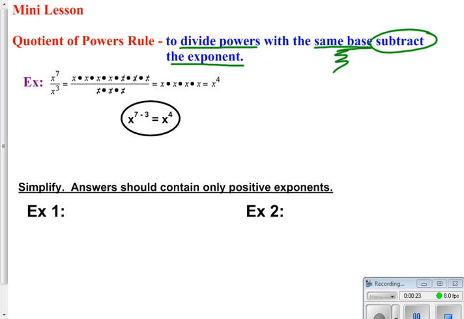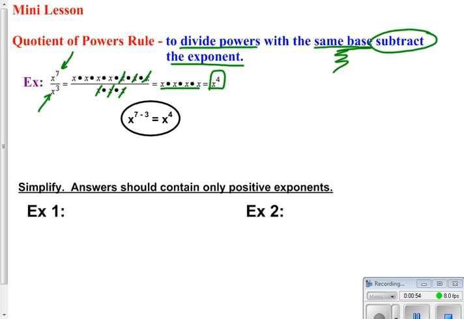Just a quick example to show you why this works. You have x to the 7th divided by x to the 3rd. X to the 7th is basically saying that you have 7 x's on top, and in the denominator you have 3 x's. So when you simplify, you can cancel out some of these x's. You can cancel out 3 off the top and 3 off the bottom, leaving you with 4 x's. Well, that would give you x to the 4th.